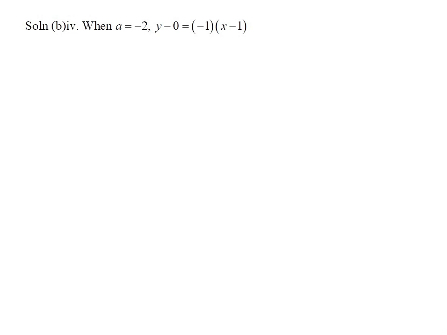Accordingly, the line equation is y minus 0 equals negative 1 times (x minus 1), which becomes y equals negative x plus 1 after being simplified. When a equals 4, the gradient is 2 times 4 plus 3, which equals 11. So the line equation becomes y minus 0 equals 11 times (x minus 1), which is written as y equals 11x minus 11 after being rearranged.